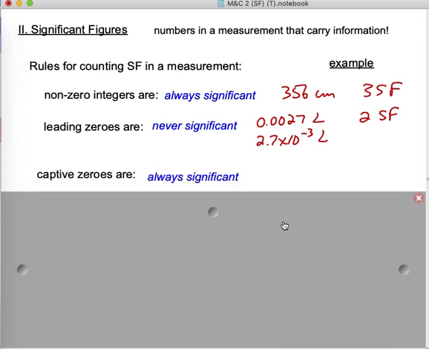Captive zeros are always significant. Captive zeros are zeros that come between non-zero integers. So for example, the measurement 809 grams has 3 significant figures. That 0 tells me it's not a 9 and it's not a 1. I trust the information it carries, so it is significant.